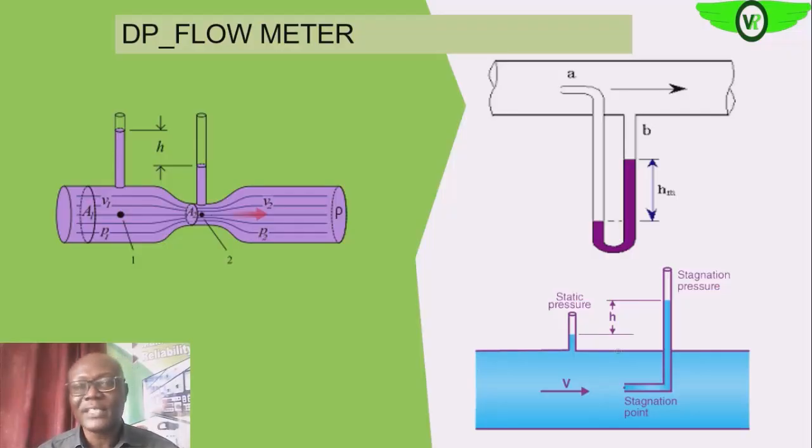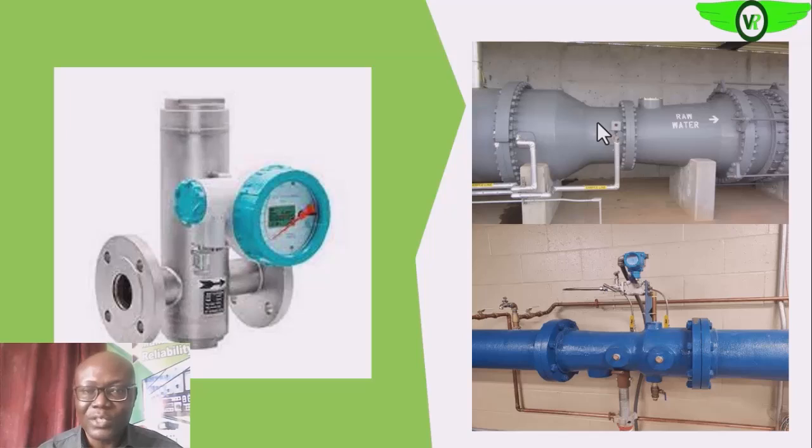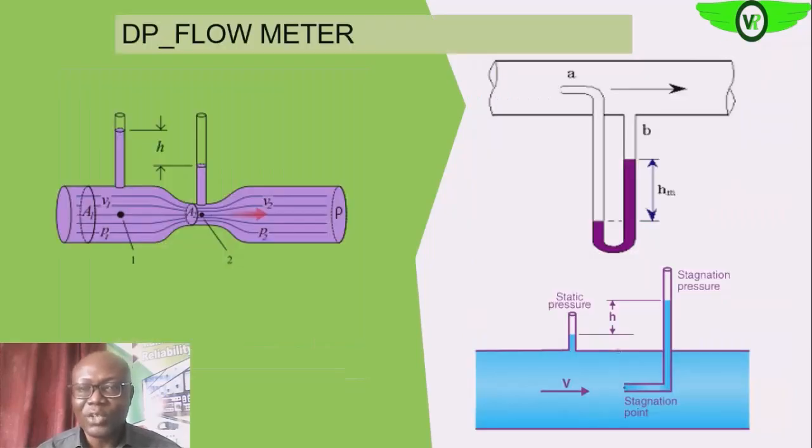So we also have other types of differential pressure flow meters. We have the pitot tube, and we also have the venturi tube. What they also do is find a way of creating a pressure difference along the stream and measure that pressure difference. Like in the previous case with the orifice plate, the pressure difference increases with increase in flow. So let's take the example of the pitot tube now.